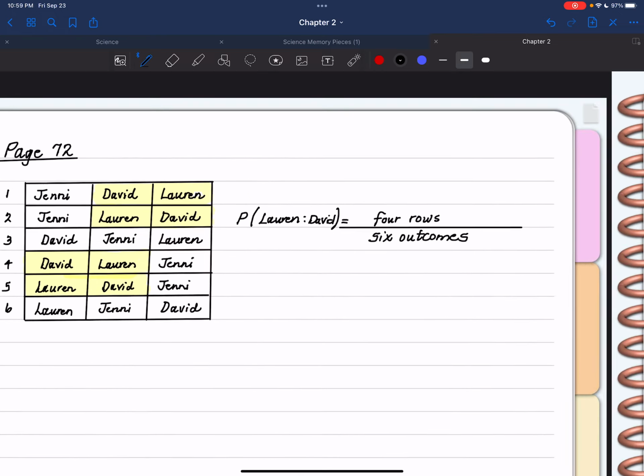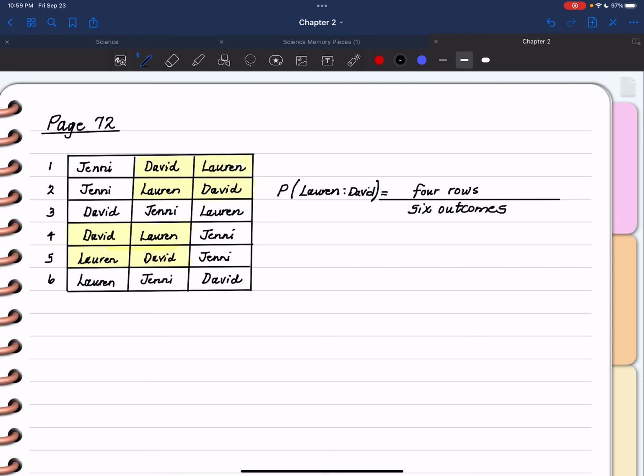So our probability is 4 over 6. So we could say that probability is 4 over 6, which reduces down to 2/3, which is approximately 0.67, which is 67%. And actually, that is not approximately, that is 67. Okay, so there's a 2/3 chance, or a 4/6 chance, or a 67% chance that David and Lauren will end up sitting together in this scenario.